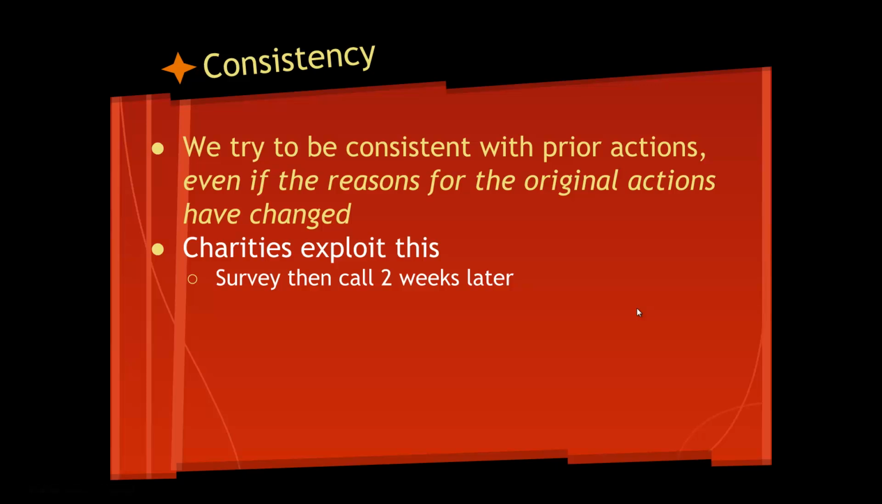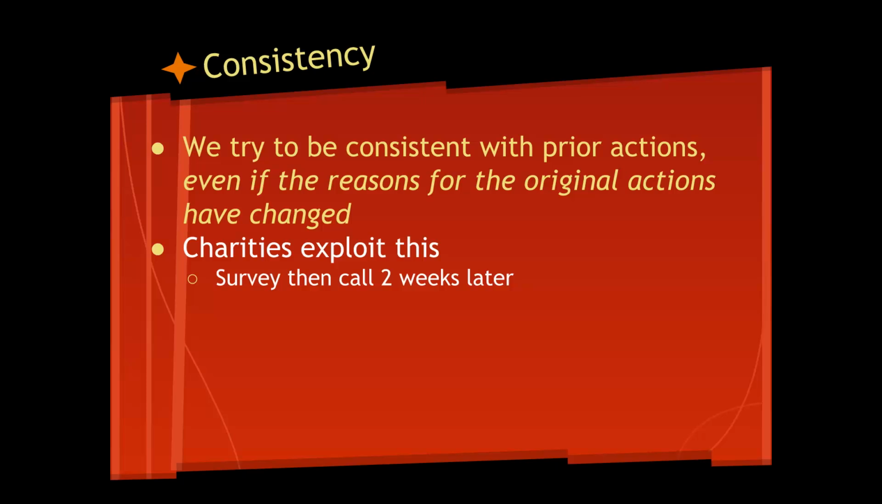So the next quirk I'm going to talk about is consistency. We try to be consistent with our prior actions, even if the reasons or the original actions have changed. Unless, obviously, you're a politician, you're the scum of the earth. So, charities also exploit this. What charities have started doing is before calling you and asking for donations, they'll call you with a survey from something like the American Cancer Society asking you how likely you would be to donate to a cause.